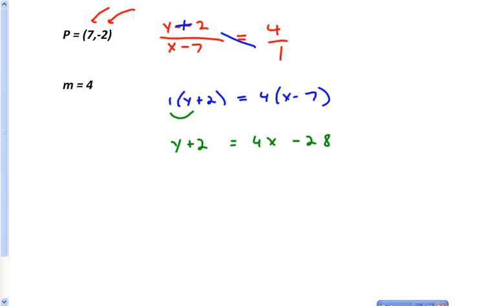A common mistake is people will forget to do the 4 times the 7. They'll do the 4 times the x and forget to do the 4 times the 7. Now to solve for y, I have to add the opposite. Red rover, bring the other sign over. And I don't have to divide by anything in this case.